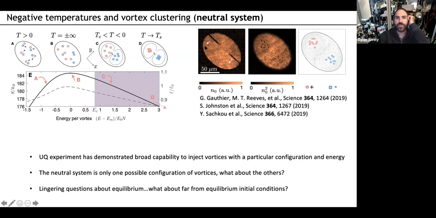And another thing in this experiment is it's really cool to see these states predicted after 70 years or so, but there are some lingering questions about equilibrium. This was our stirring scheme. We inject something that's very close to equilibrium and then it stayed put in that equilibrium state. But what about if you start from a very far from equilibrium condition? What you'd really like to see is that the system then dynamically finds the equilibrium condition predicted by the theory.